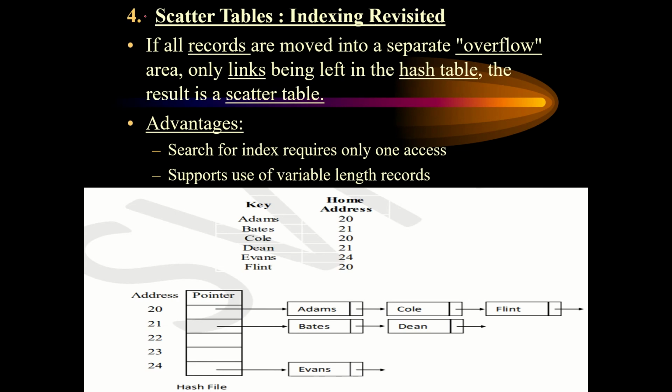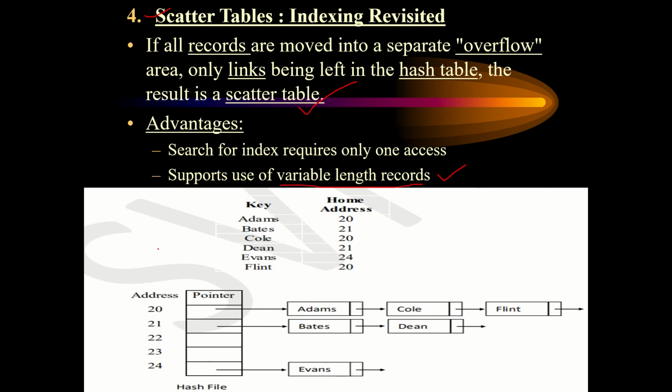The next type of collision technique is the scatter table. It is nothing but indexing revisited. What is it? Here we don't have any records inside the hash table, only links. That type of hash table which has only links is known as a scatter table. The advantage of the scatter table is that it needs only one access to reach a particular record, and this technique also supports variable length records.